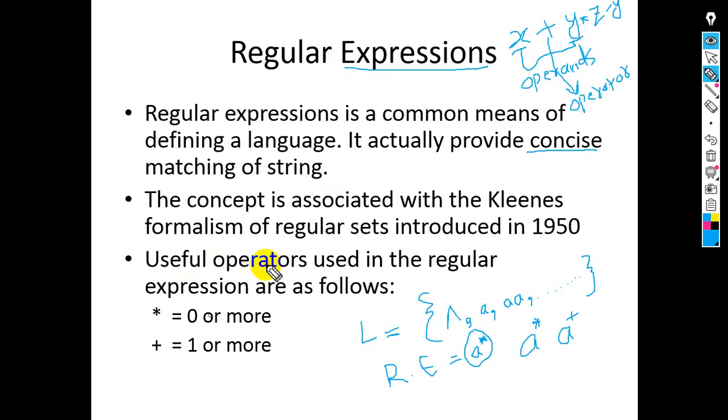Next, the useful operators used in regular expressions are as follows.